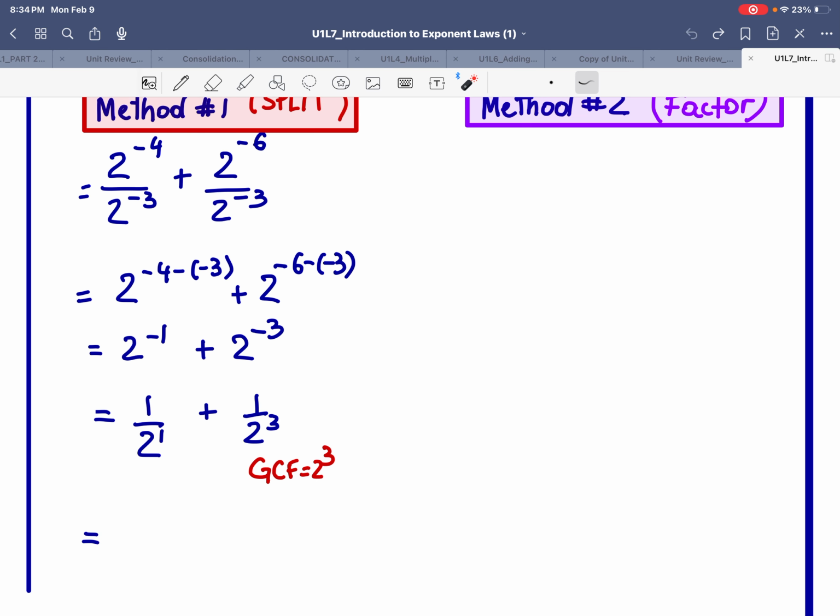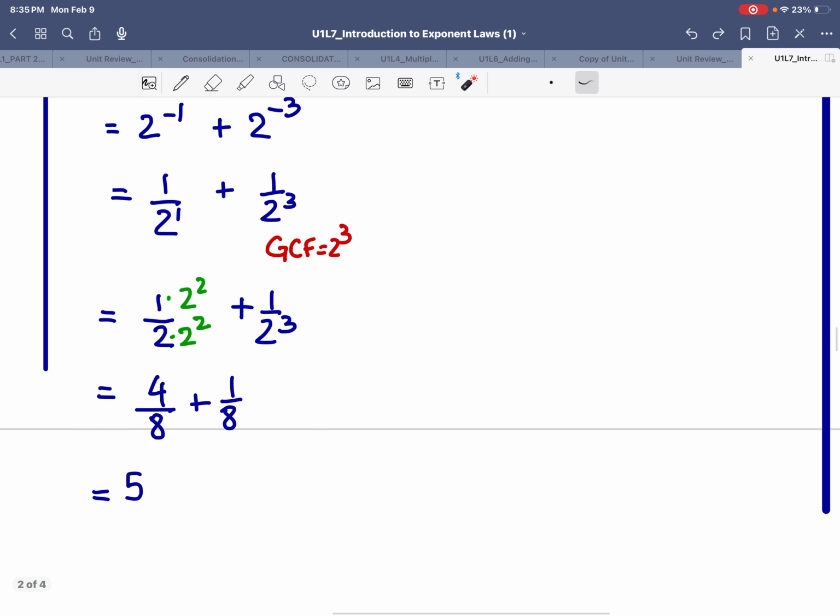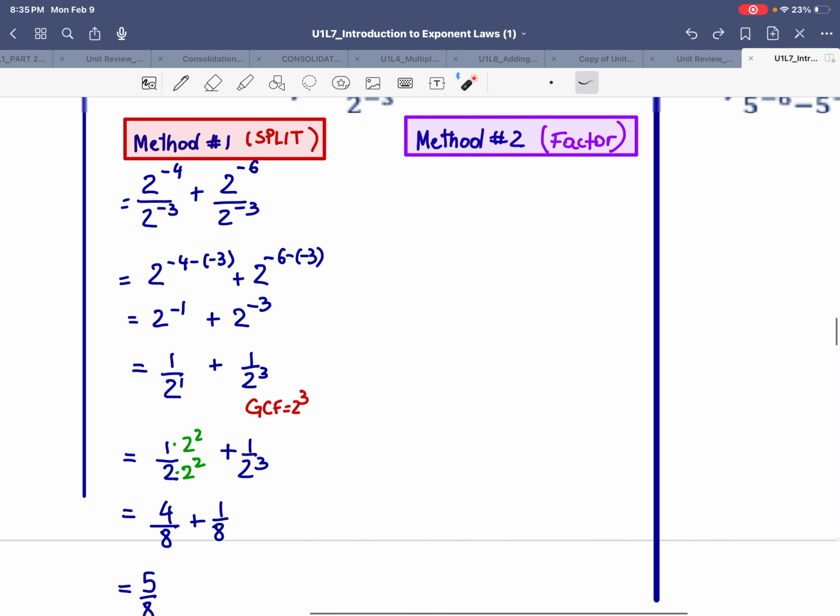So we need to multiply that by, I'm going to rewrite this one more time. So we need to multiply both numerator and denominator by 2 to the power of 2. And now this will turn into 2 squared over 2 to the power of 3. And 2 squared is a 4, 2 to the power 3 is 8. And this is 1 over 2 to the power 3, which is 1 over 8. And the answer will be 4 plus 1 over 8, or 5 over 8. So this is the splitting method.